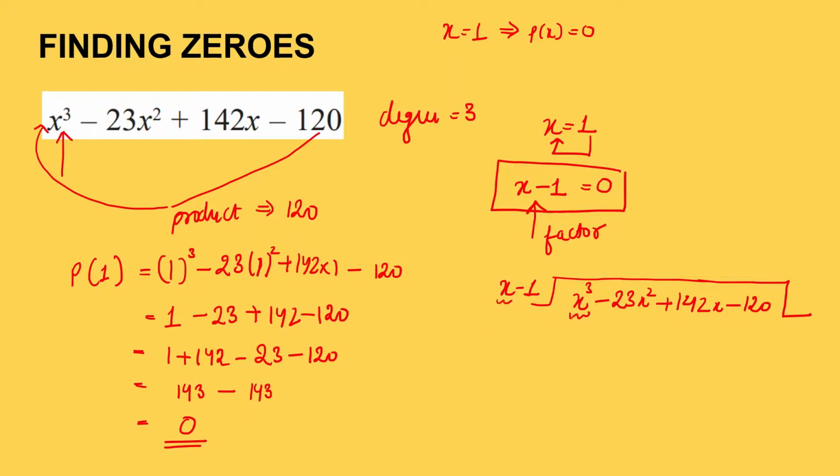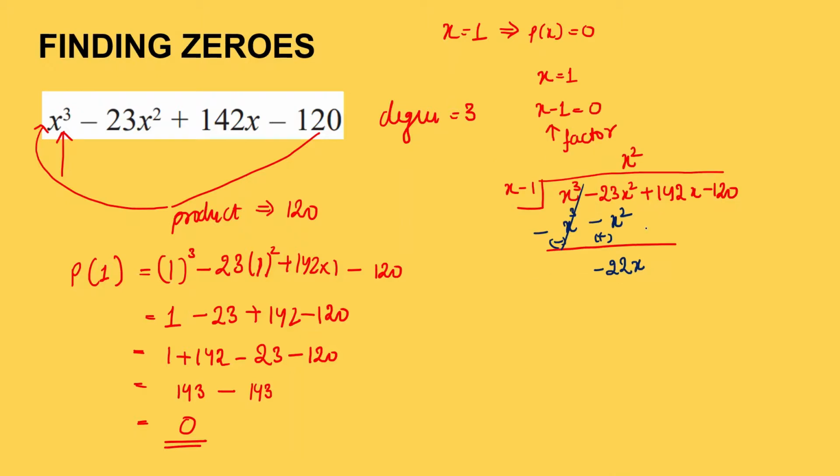Concentrate on first term of both dividend as well as divisor. So here is x cube, here is x. We need x square more. So multiply it with x square. Minus 1 into x square is negative x square. Normal subtraction. Change the signs. This will give you negative 22x square. Now copy down the next element in a row, that is 142x.